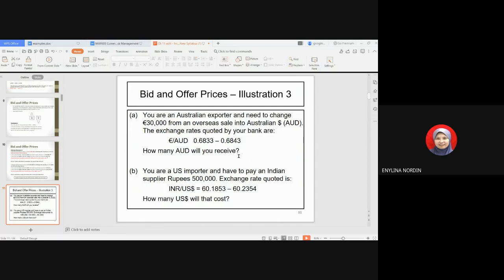So the first step you should do is identify whether the company sells the currency or buys the currency. The company wants to convert the euro currency to Aussie dollar. So the Aussie company is the exporter, exporting goods, selling the goods in euro, and receiving the euro currency. So that means what?